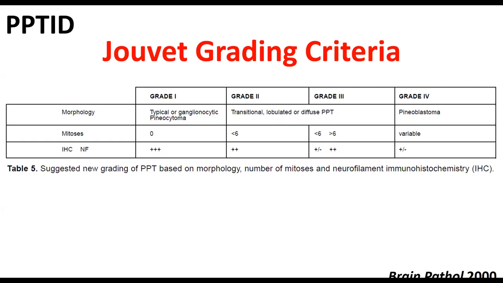Or if you have greater than 6 mitoses, it can have 2+ neurofilament protein. That's not going to save it. The neurofilament protein expression does not trump the mitotic activity. If it's 6 or greater, we'll see. It later became, it wasn't greater than or equal to. I'll show you the evolution. And of course, pineoblastoma is a different animal.